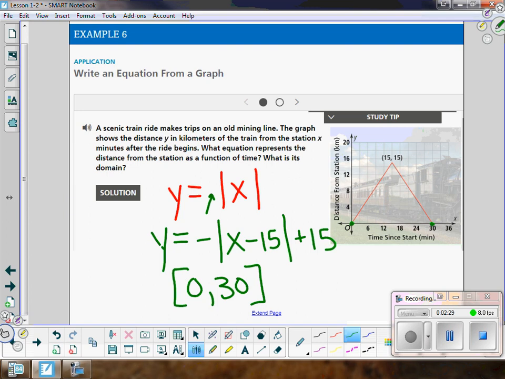And I guess that's about it. That's all they were really asking us to do in this example. If you want to try graphing that on your calculator, go for it. Make sure we did it right, but I feel pretty confident in it.